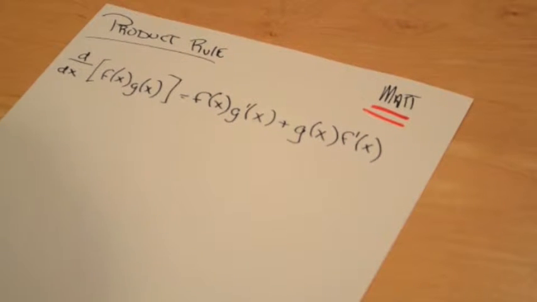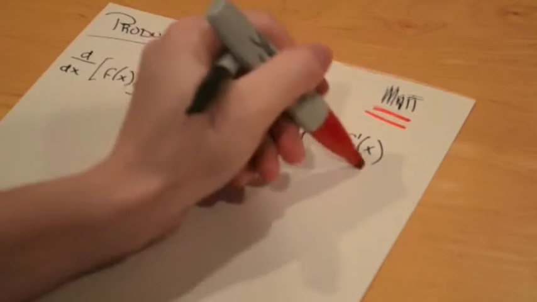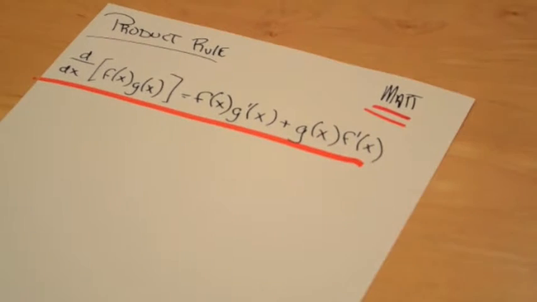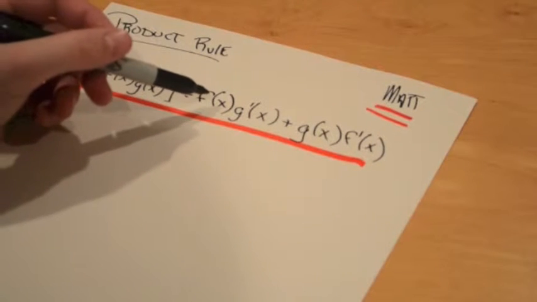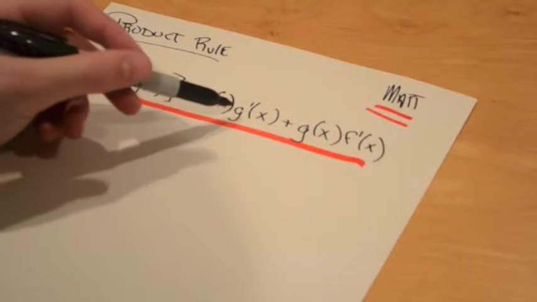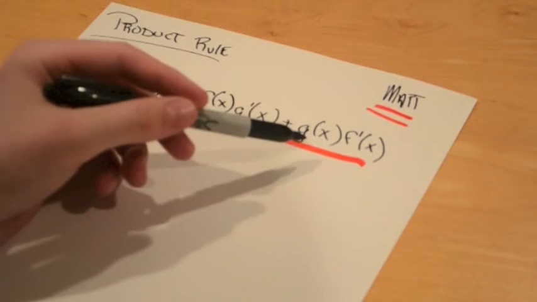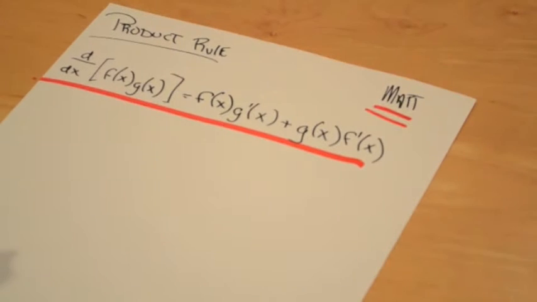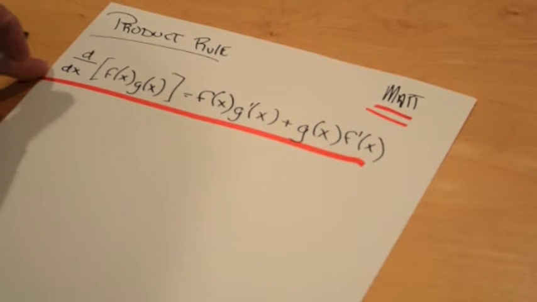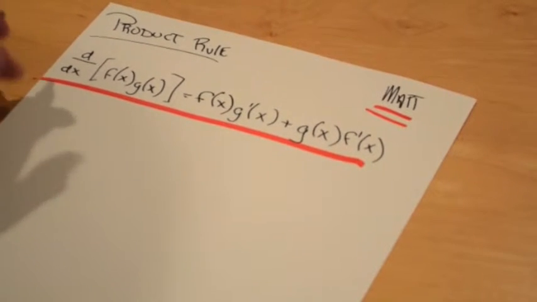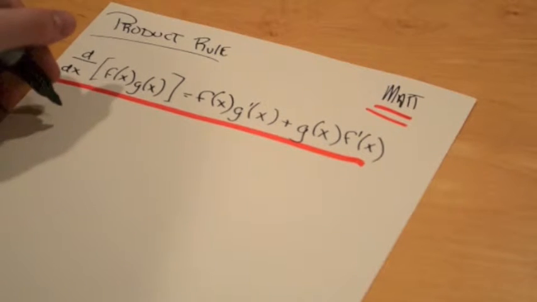Today I'm going to be teaching you how to find a derivative of a function using the product rule. Now this right here is your product rule, and your product rule is f of x multiplied by the derivative of g of x plus g of x multiplied by the derivative of f of x.